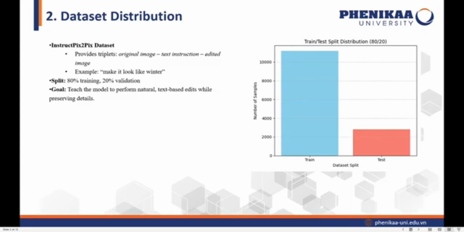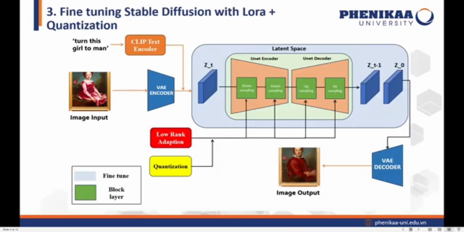For the dataset, we use an instruction-based image editing dataset with a provided instruction, original image, and edited image. For example, given a picture, the model transforms the image according to the instruction.